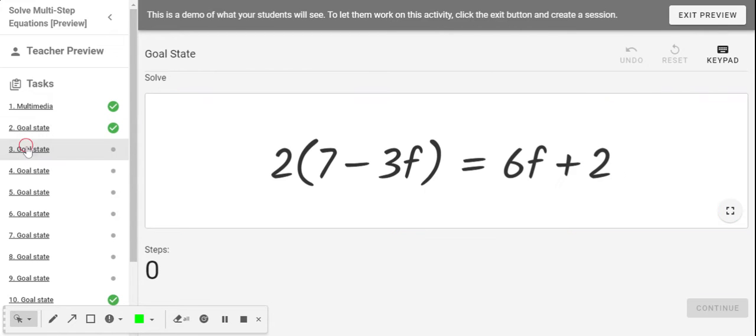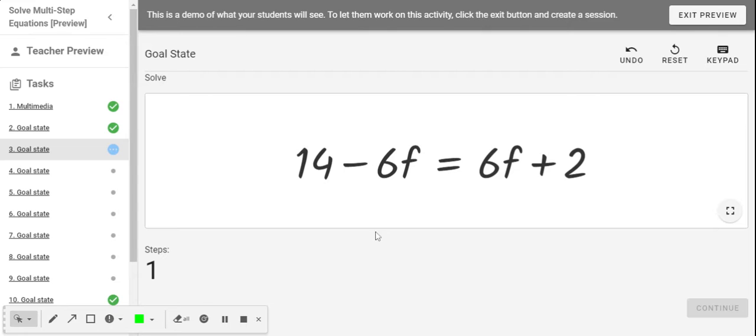Let's take a look at one that has brackets involved. With this one, we need to apply our distributive property. That means to multiply the 2 into the group. Each term inside that group, the 7 and the negative 3f, are going to be doubled. Once I draw that 2 inside the bracket and release my mouse, it will successfully double those terms. So now we're back to where we were with the first example.